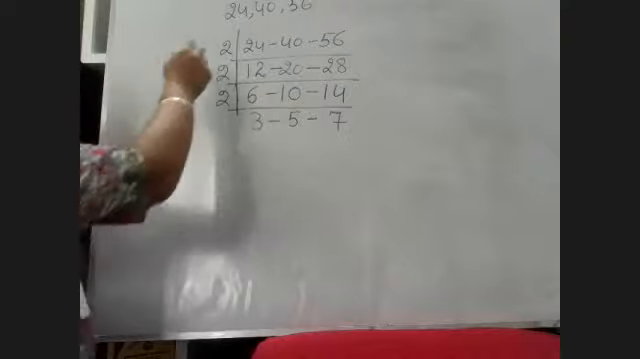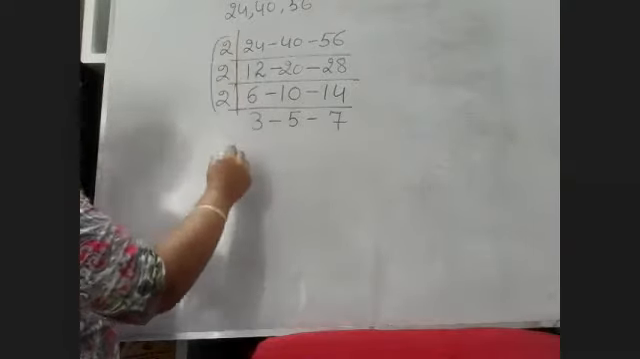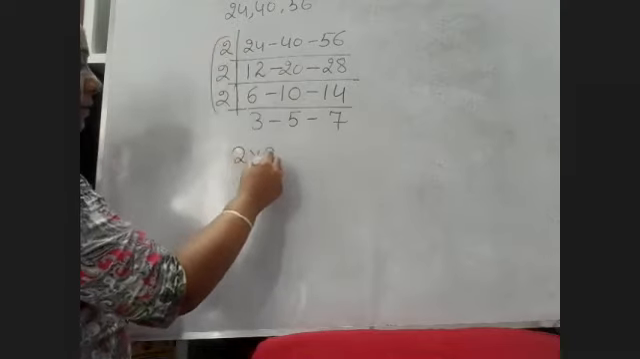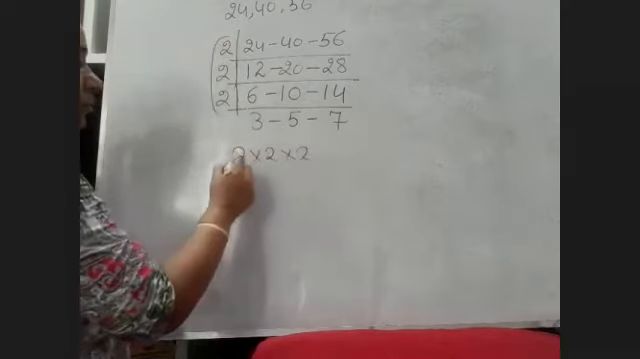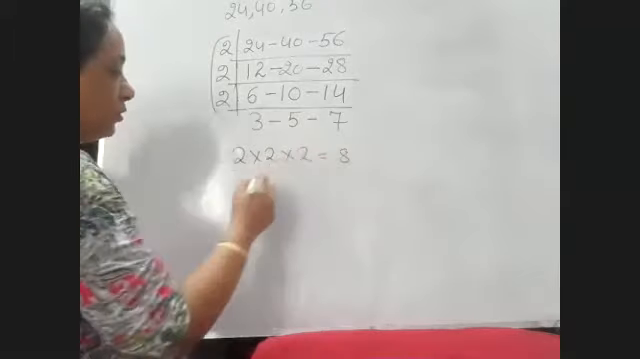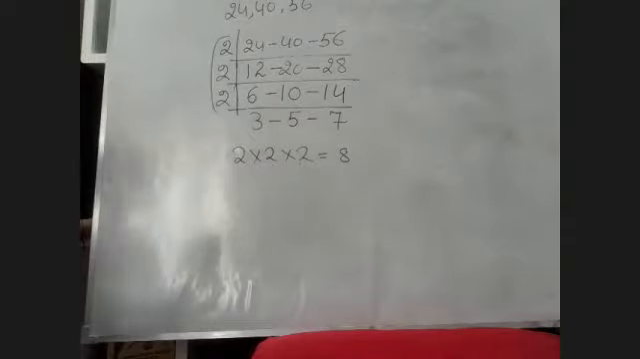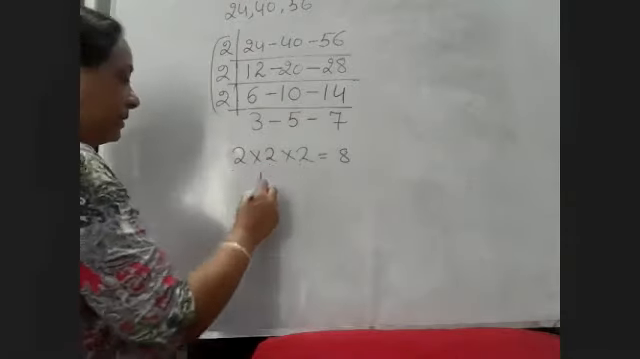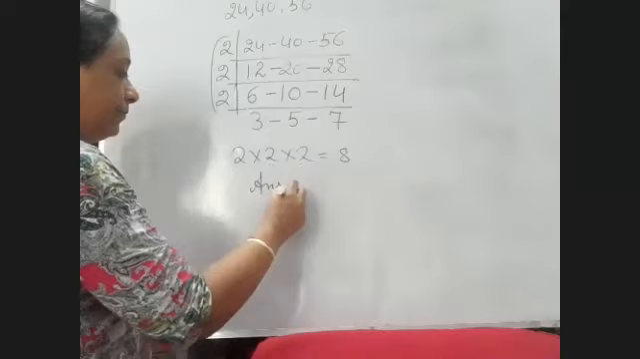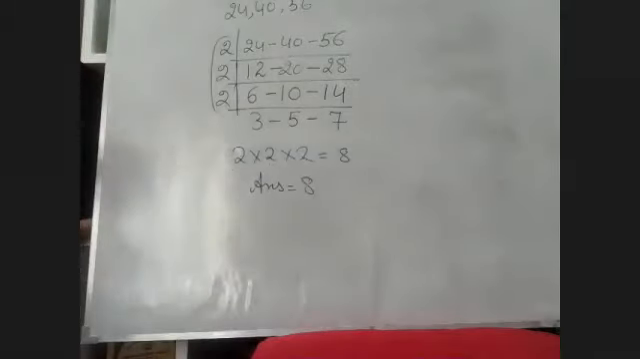So, our HCF is 2 multiplied by 2 multiplied by 2. 2 multiplied by 2 is 4. 4 multiplied by 2 is 8. So, the HCF of 24, 40, and 56 is 8. Clear, students?